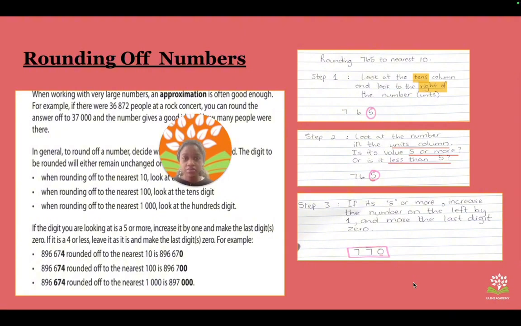So in a nutshell, when you need to round off to the nearest 10 or the nearest 100 or the nearest 1,000, you look at the value of what you need to round off to. So if you needed to round off to the nearest 100, look at the hundreds column and then look to the right of that number. And if that number to the right is 5 or more, you increase the number in your hundreds column or the number in your tens column by 1, right? But if it's 4 or less, that number in the hundreds column or the tens column remains the same. Then you change everything else to zeros.